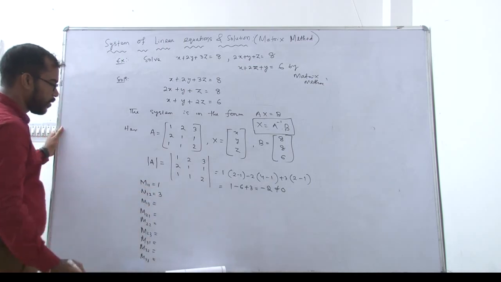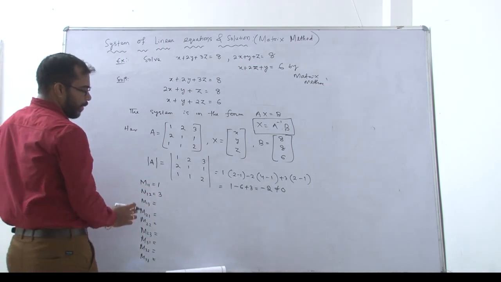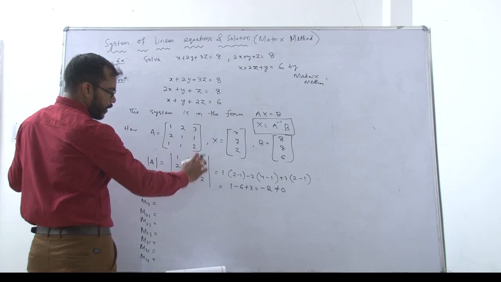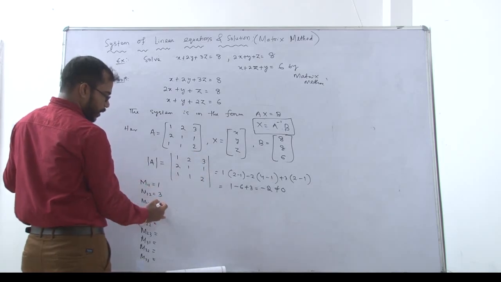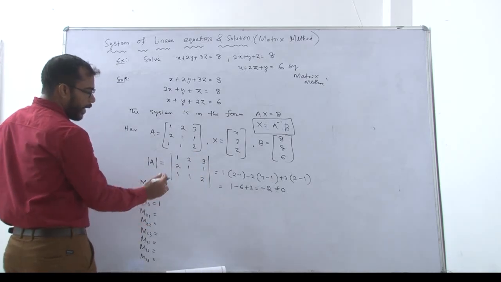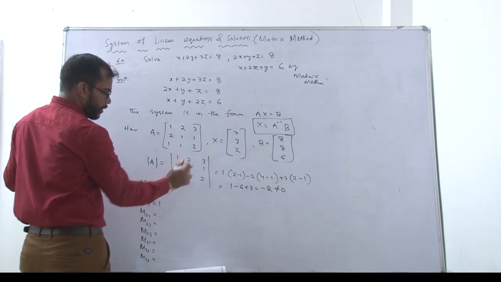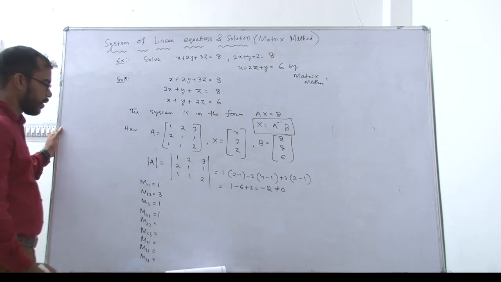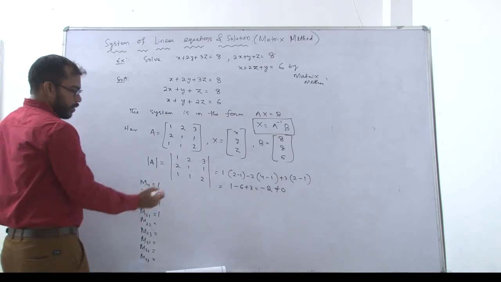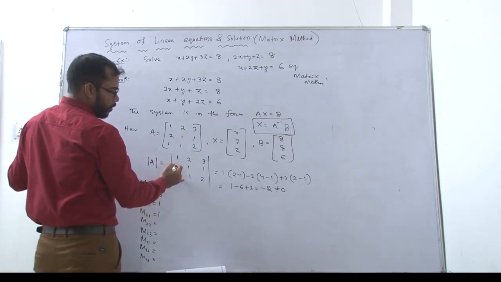4 minus 1, that is 3. And the third one is M13. That is the value of M13. If you delete this value, that is 2 minus 1, that is 1. M21 is the value of M21. If you delete it, then 4 minus 3, that is 1. M22. This is the position of M22.